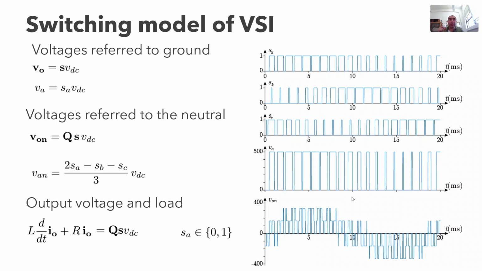If you consider the effect of the neutral voltage, then you can measure the voltage referred to that neutral. And the output voltage now is a combination of the three switching signals, as you can see in the last figure, and it has an alternating behavior and no DC component. This voltage is the one that is employed to generate the output current, as you can see in this model, which is the switching model of the VSI.